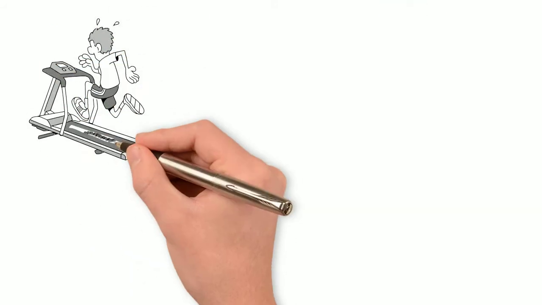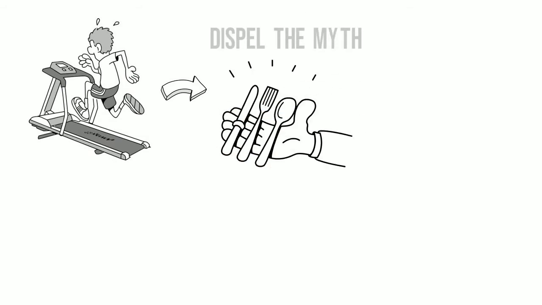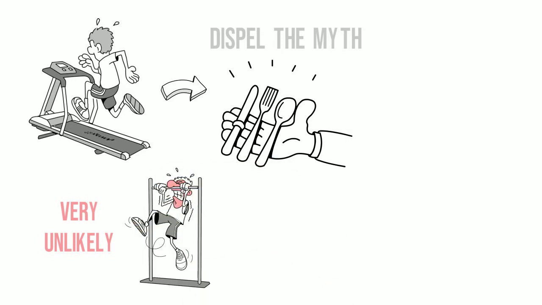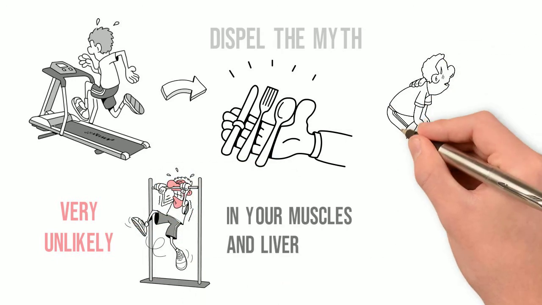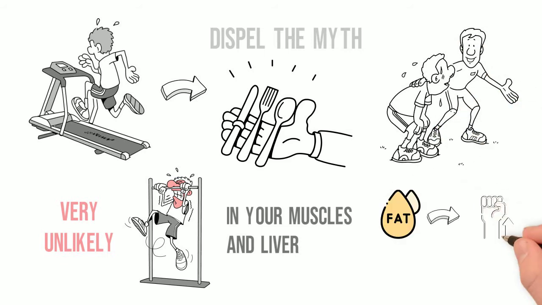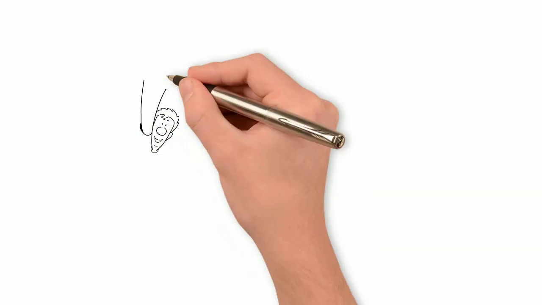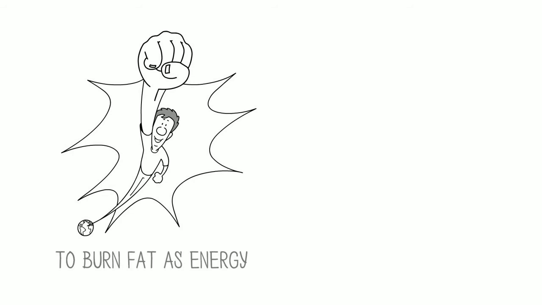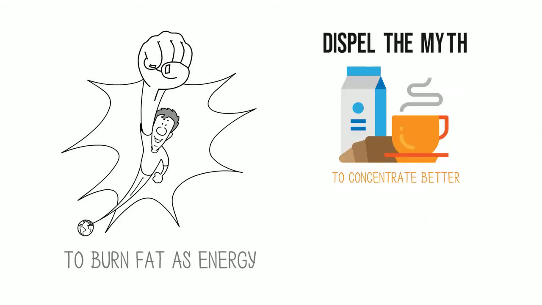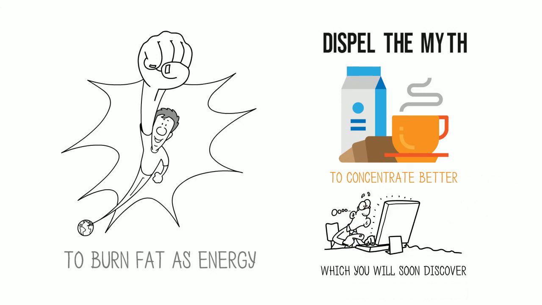If you are working out in the morning, you need to dispel the myth that you need to eat before your workout, as it is very unlikely that your workout will burn through the glycogen store in your muscles and liver. When exercising fasted, it encourages the body to convert your stored fat into energy. When the glycogen stores start depleting, the body then upregulates its ability to burn fat as energy. Similarly, you need to dispel the myth that you need a breakfast to concentrate better in the morning, as the opposite is actually true, which you will soon discover.